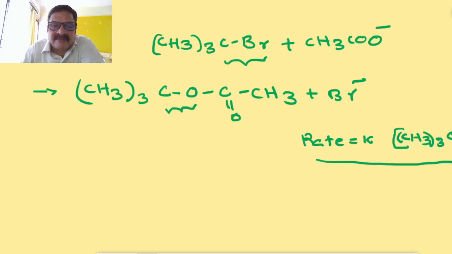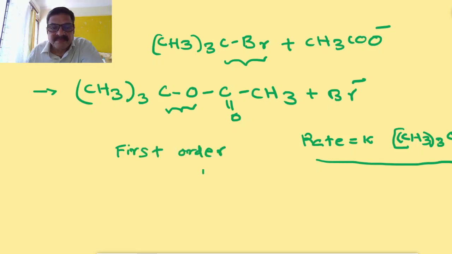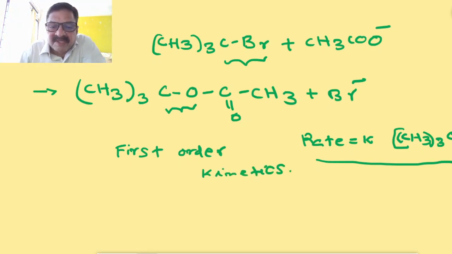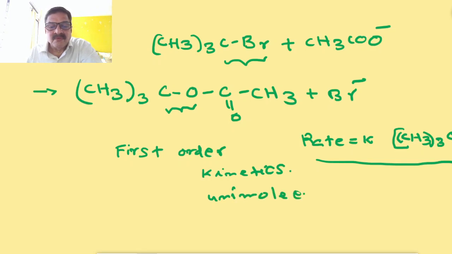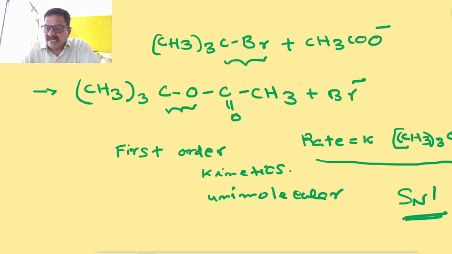This is first order kinetics again. Only one reactant appears in the rate equation, first order kinetics. Therefore, this is known as unimolecular, correct? So this is known as the SN1 reaction. Okay, that is this mechanism, it is known as the SN1 mechanism. So the example, we can clearly write here, SN1 mechanism.